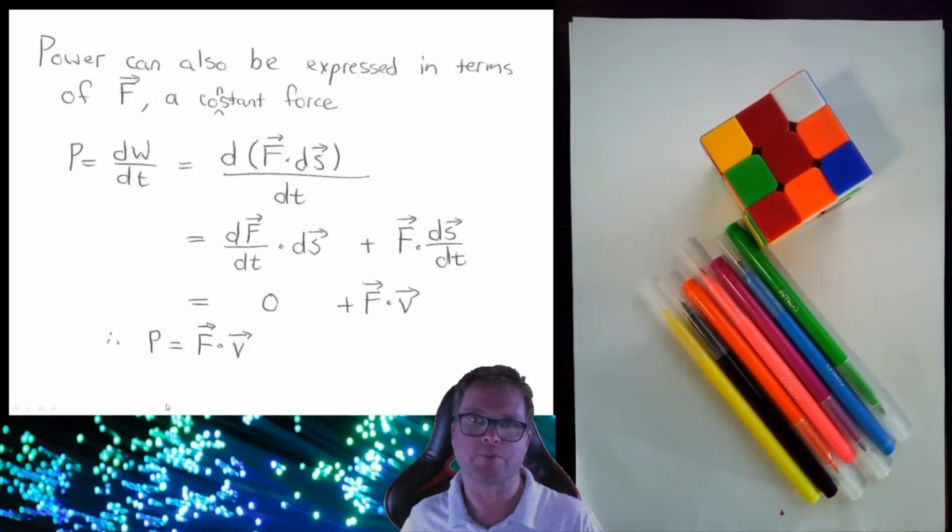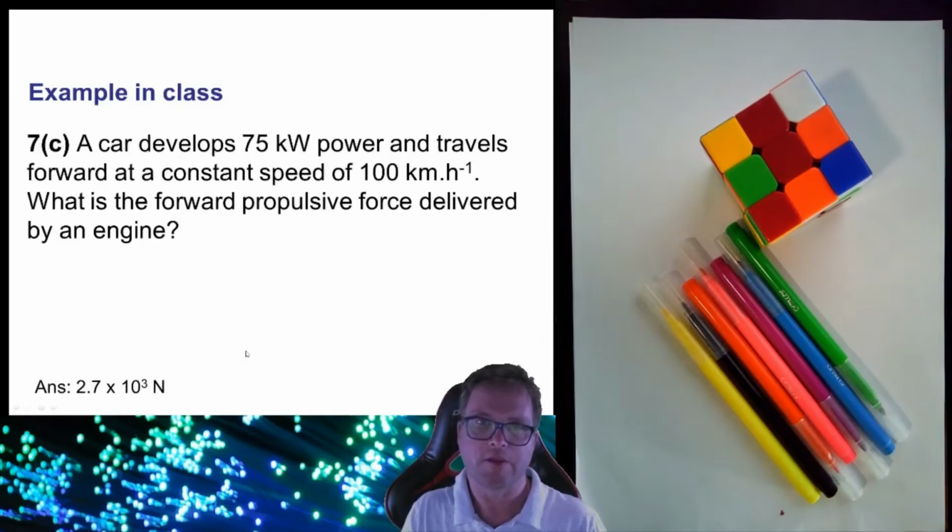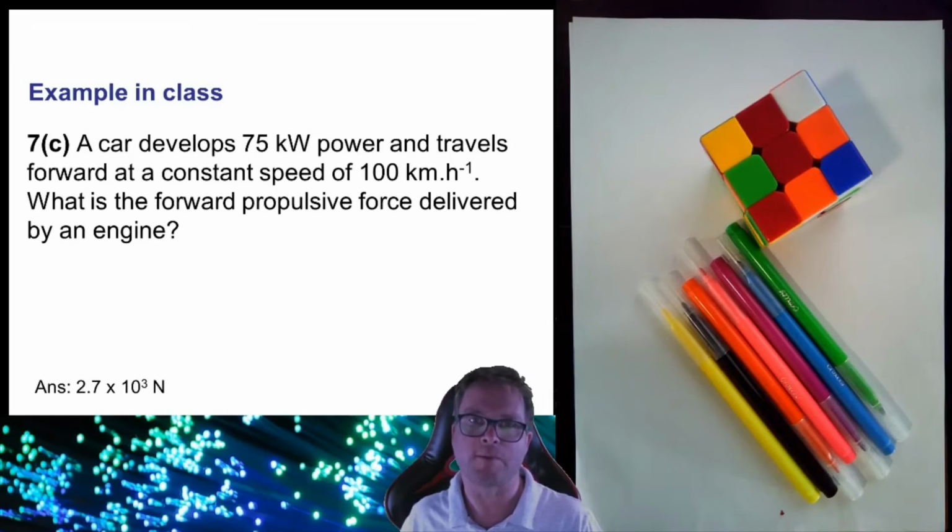What you will do is make use of the equation we've just derived. The power is the dot product between the force and the velocity. You can use that equation to solve this problem. One thing you may need to take care of is to convert the 100 kilometers per hour into SI units of meters per second, and then apply the equation that we've just derived. Good luck with that simple problem.